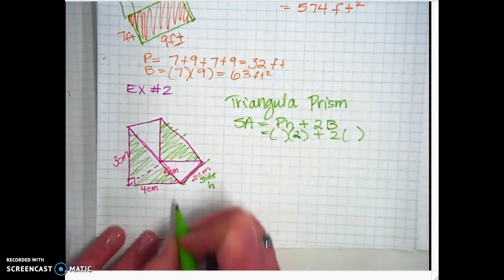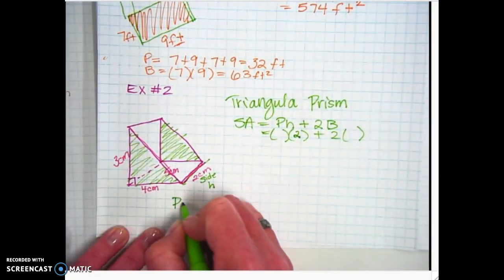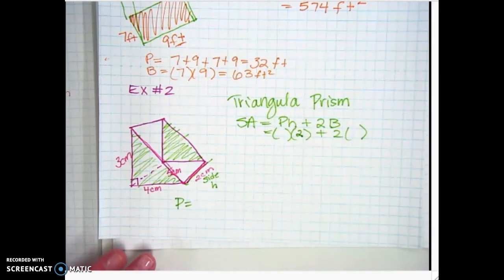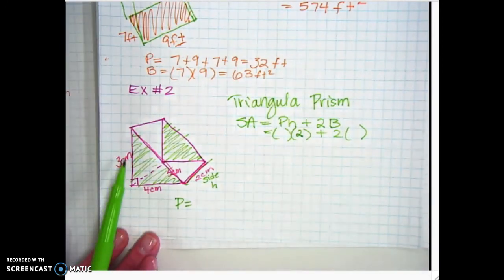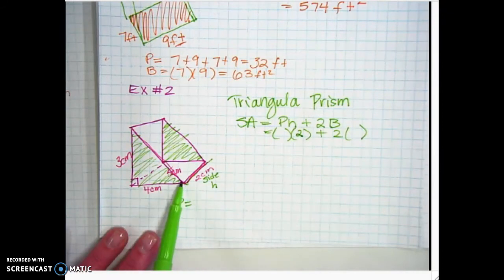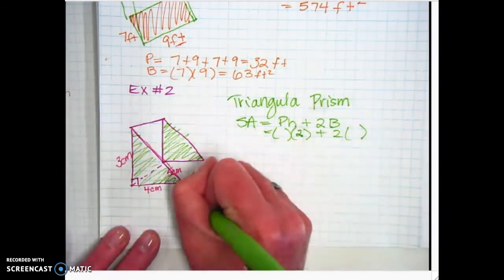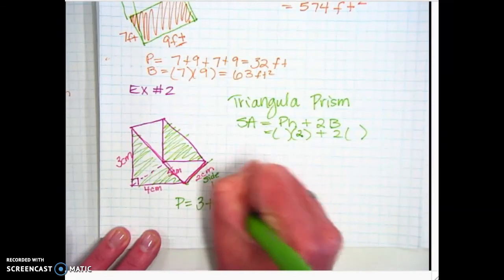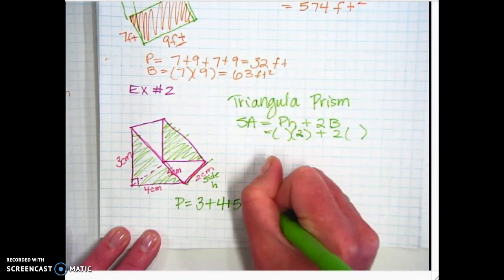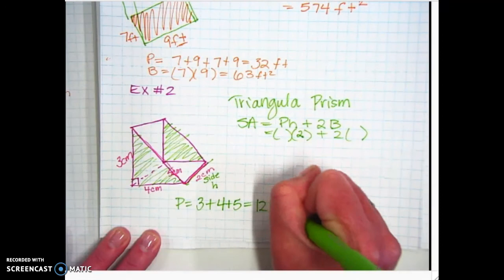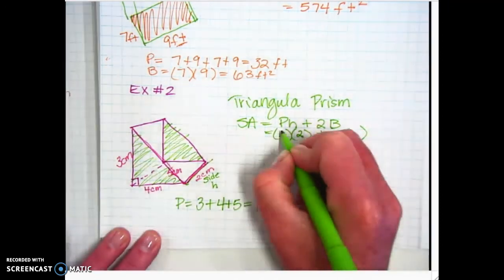Okay? Now let's get the perimeter of the base. So I shaded my 2 bases, which means this side is 3, this side is 4, and this side is 5. So to get the perimeter, I add those 3 sides. 3 plus 4 plus 5, I've got 12 centimeters. That's what plugs in right here.